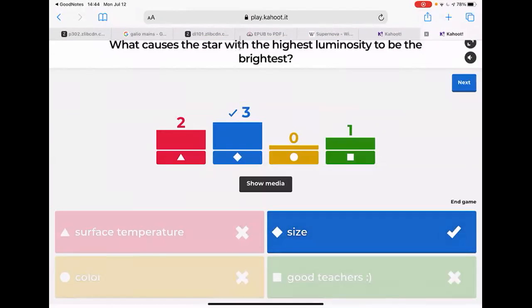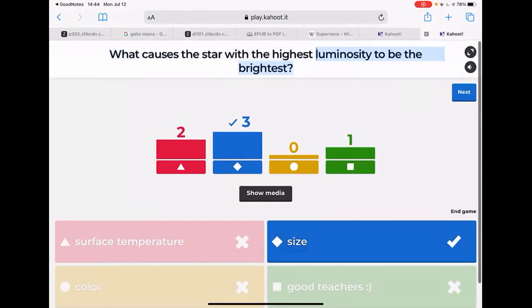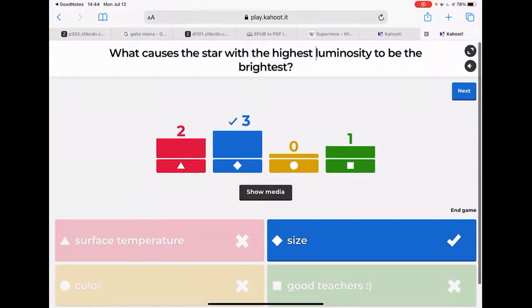This question is really weird. Let's see. What causes a star with the highest luminosity to be the brightest? These are the same thing. Luminosity literally means brightness. That's a really bad question. But what causes a star to be the brightest is its size.